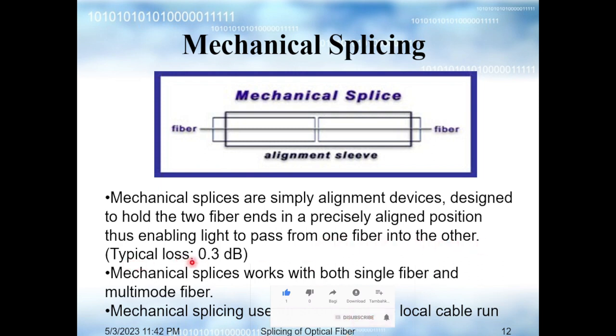Mechanical splices are simply alignment devices designed to hold the two fiber ends in a precisely aligned position, thus enabling light to pass from one fiber into the other. Typical loss is 0.3 decibel. Mechanical splicing mechanically connects the two cores of fiber optic in a single shell so that the light could transfer from one core to another core. But there is no fusion, no welding, and no heat provided to the both cores.